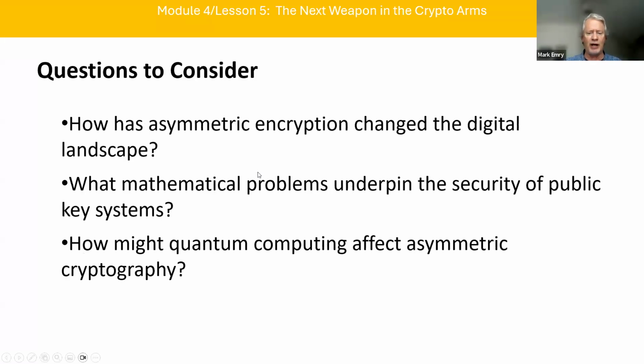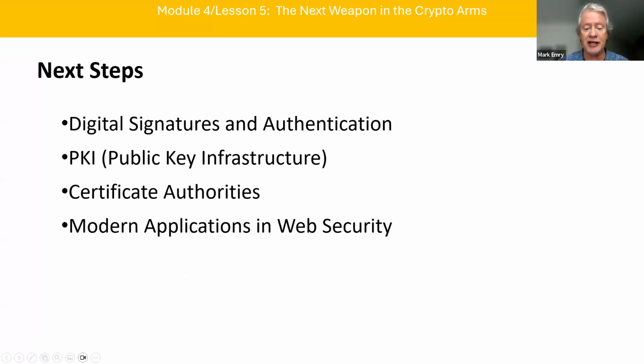Some of the questions we might want to consider after this lecture and learning this material are: how has asymmetric encryption changed the digital landscape? What mathematical problems underpin the security of public key systems? And then how might quantum computing affect asymmetric cryptography? Interesting. So the next steps, you're going to learn about digital signatures, authentication, public key infrastructure, certificate authorities, and modern applications in web security.